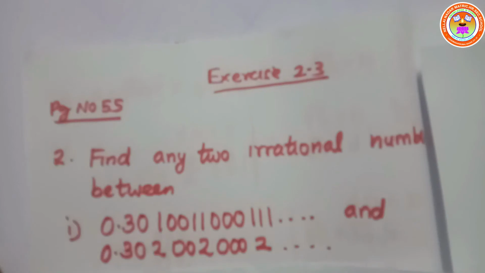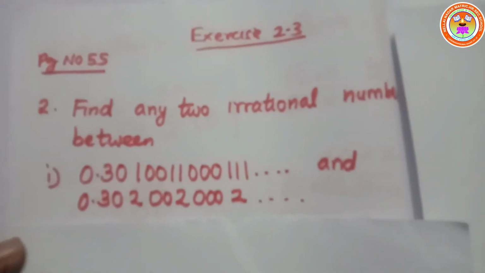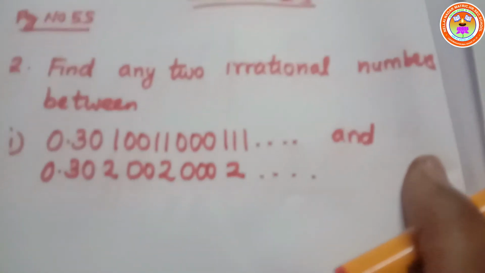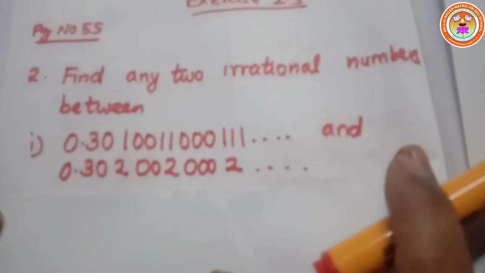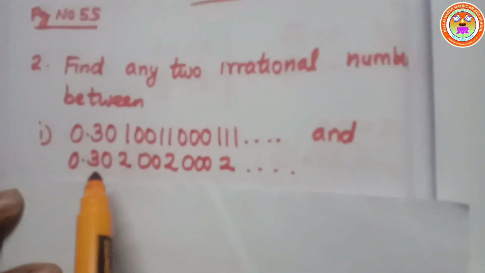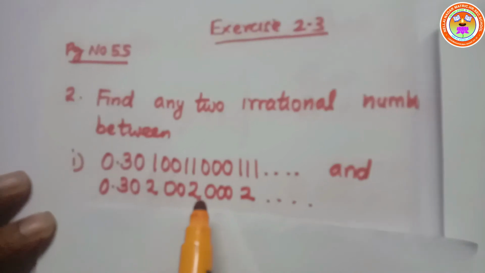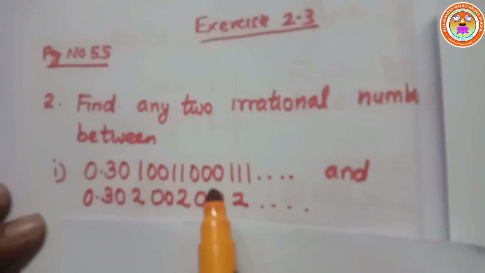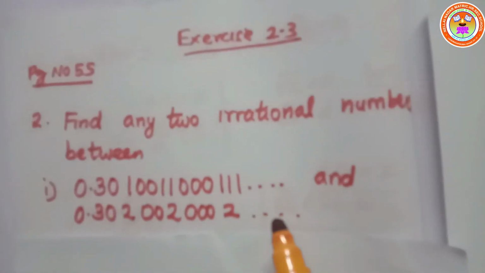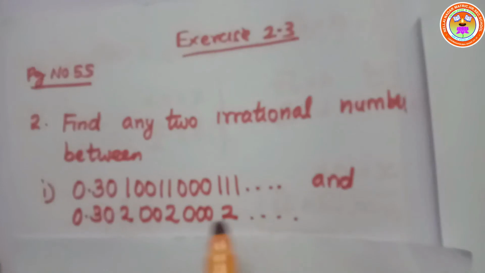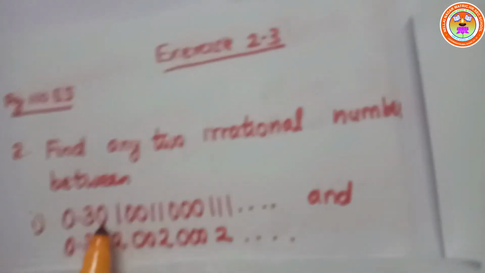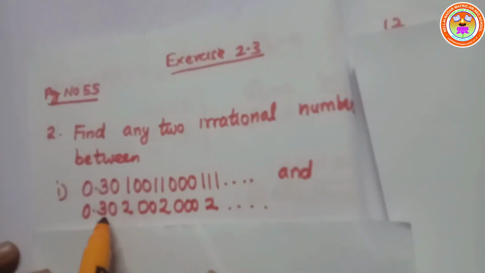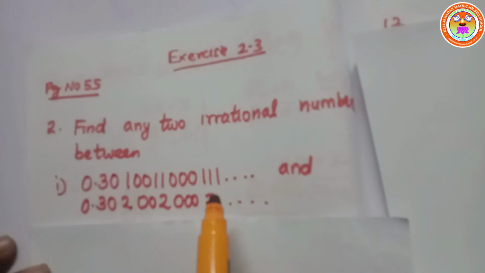Page number 55, question number 2. Find any two rational numbers between 0.3010011000111 and 0.30200200002 and so on. Okay, so between any two irrational numbers, very simple children. If given like this, there are infinite numbers in between, right? So what you're going to do is put 0.301, next you can add 2 or 3, any number like that. That is the answer.